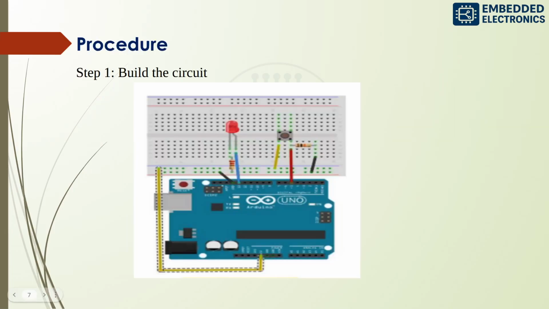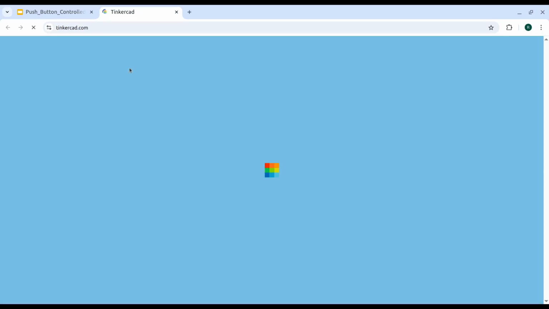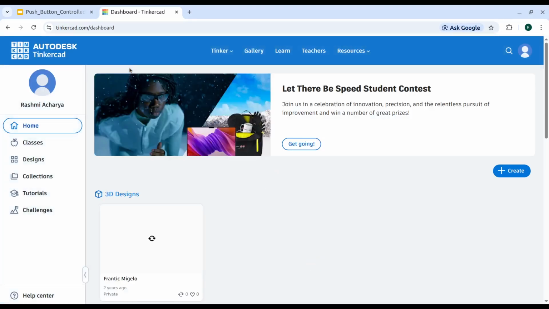And next is the procedure. First we need to build the circuit, then we need to write the program. Let's do this using the Tinkercad simulator. For this, the required components are a push button, resistors and an LED.